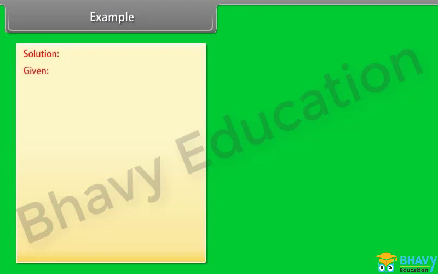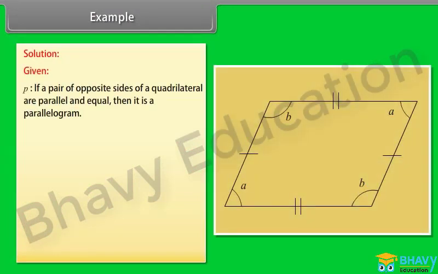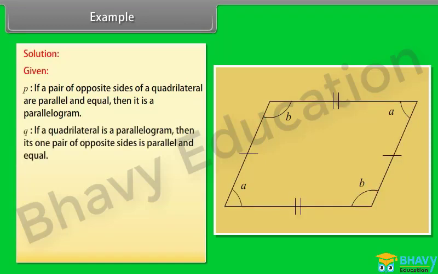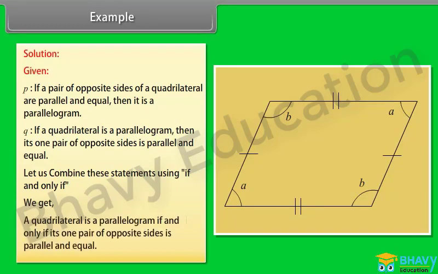Solution. Given: P is a statement that if a pair of opposite sides of a quadrilateral are parallel and equal, then it is a parallelogram. Q is a statement that if a quadrilateral is a parallelogram, then its one pair of opposite sides is parallel and equal. Let us combine these statements using if and only if. We get: a quadrilateral is a parallelogram if and only if its one pair of opposite sides is parallel and equal.